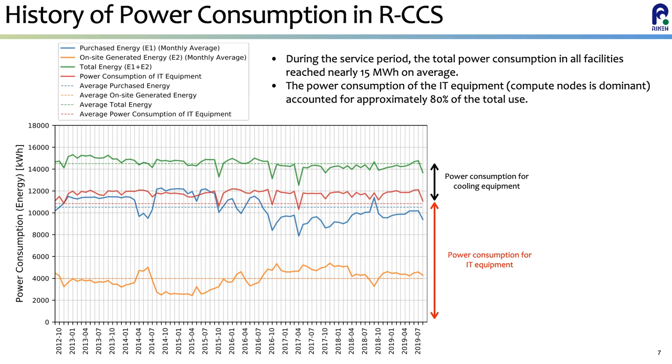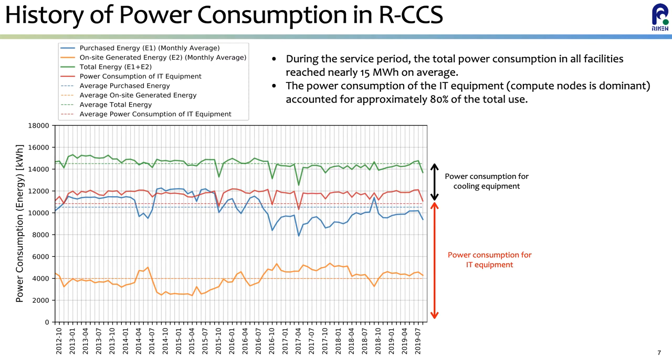This is a summary slide to show the history of power consumption in RCCS for the past 7 years. It covers the entire official service period. The green line denotes total energy in the center. As you can see, during the service period, the total power consumption in all facilities reached nearly 15 megawatt-hour on average. The red line indicates all the IT equipment, including servers, storage systems, and communication devices. The power consumption of the IT equipment accounted for approximately 80% of the total use.